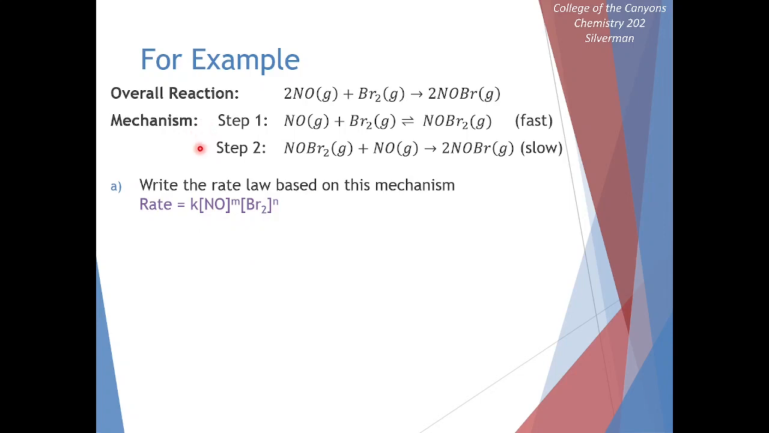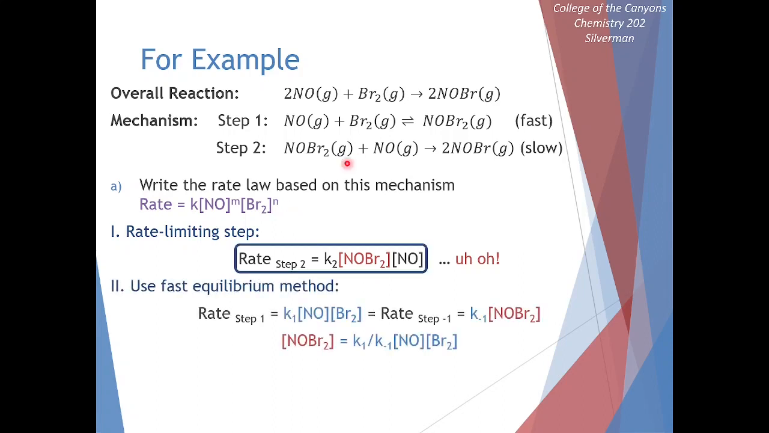So, this mechanism says that our slow step is the second step, and so the rate of our reaction is based purely on that slow step. The rate for step 2 is some rate constant times NOBr2 times NO. We want this equation to look like this up here, but there's a problem. NOBr2 does not appear in our rate law expression for the overall reaction.